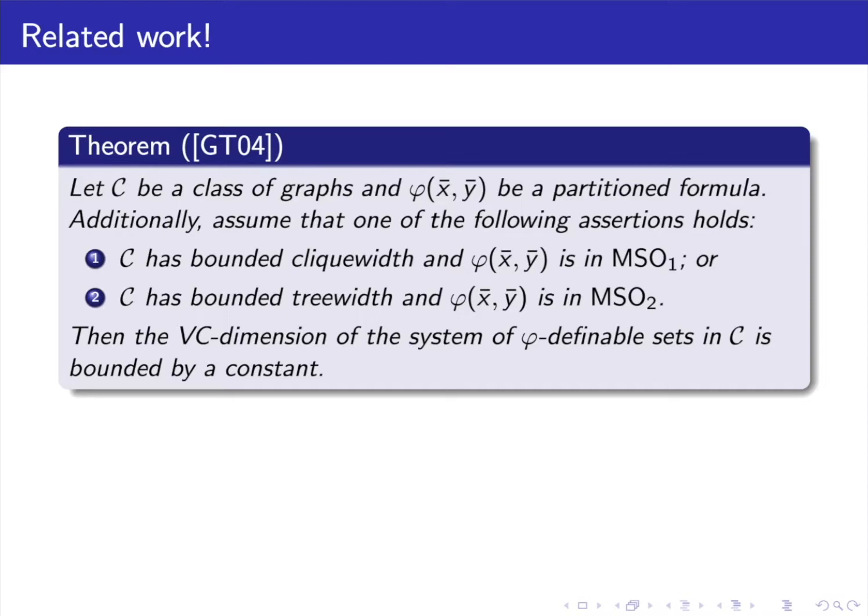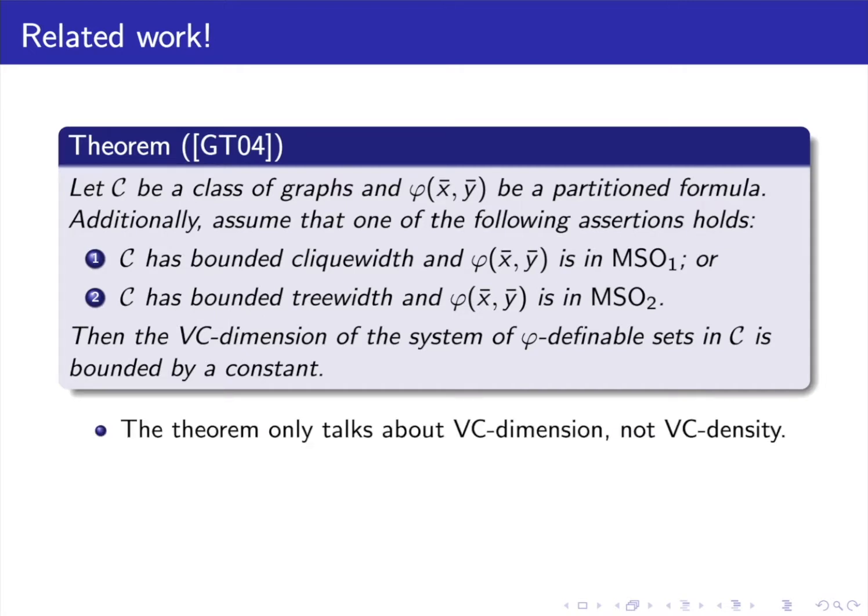So if we take a class of graphs C, and again we take a partition formula phi, then if C has bounded clique-width, which is some kind of graph parameter that we'll briefly introduce in a second, and the formula is in the MSO1 logic, or C has bounded tree-width, which is another graph parameter we'll introduce shortly, and phi is an MSO2 formula, then actually the VC dimension, so not density, the VC dimension of the system of the sets that are definable in C is bounded by a constant. So not exactly what we're looking for. This is not the tight bound on the density, right?